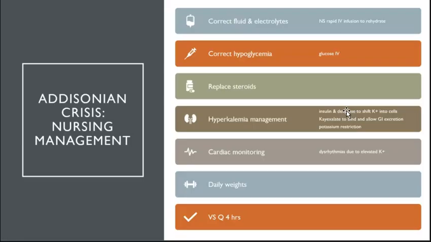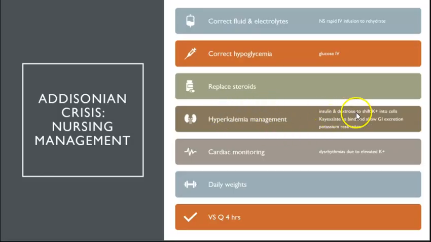Our nursing management: correct the fluid and electrolyte status. Increase their salt, decrease their potassium, increase their sugar. Rapid IV infusion to rehydrate. Correct the hypoglycemia; give them glucose. Replace the steroids. Treat the hyperkalemia.